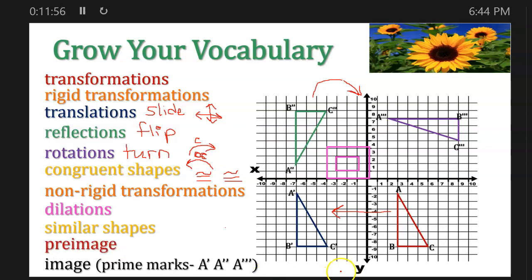Now, what we call an original shape, like this red triangle here, that we don't have any prime marks on, those are called the pre-image. That's the original shape before we have transformed it at all. The image is what the result is after we make the transformation. So images will have these prime marks added to them, but the pre-image will not have a prime mark until it has been transformed and turned into an image.